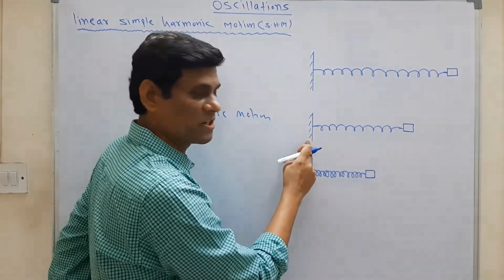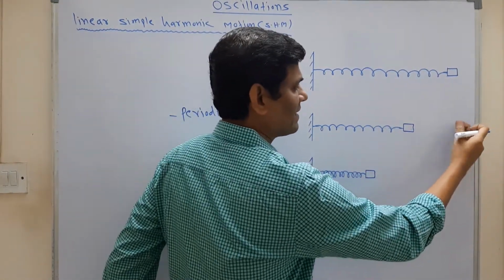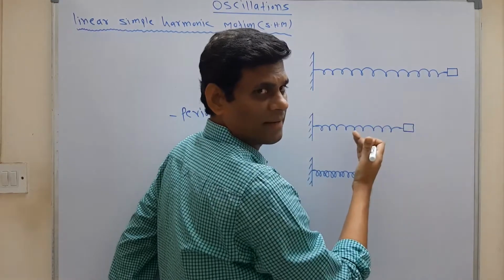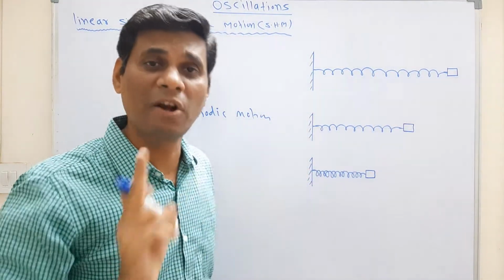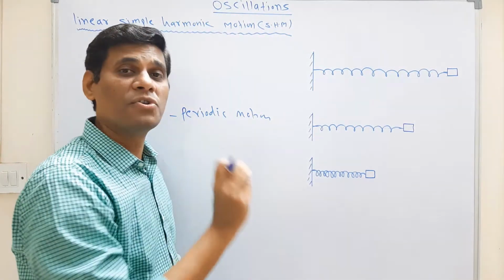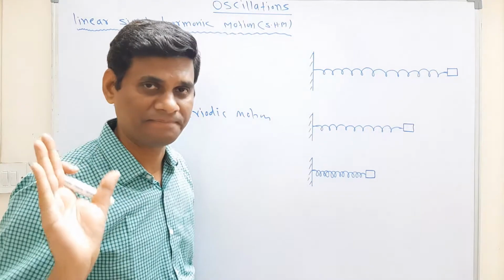Spring is tied to a rigid support. One mass is attached to this. If I pull it and I release it, it also oscillates. So these are examples of periodic motion. And what is periodic motion? Any motion which repeats after equal interval of time.